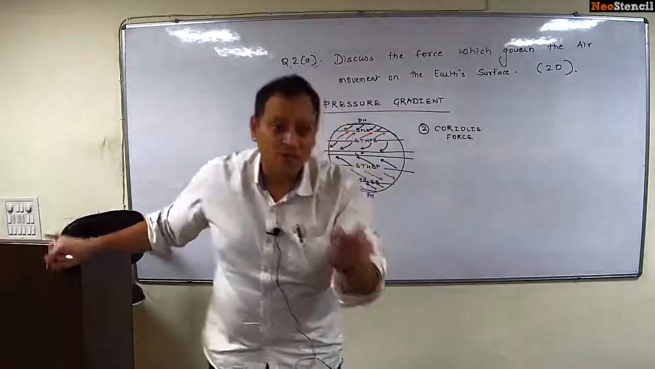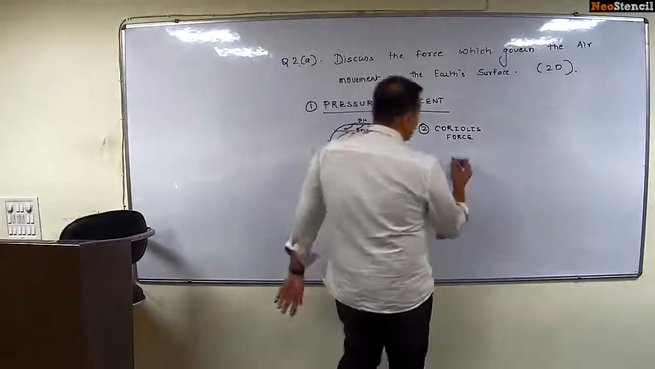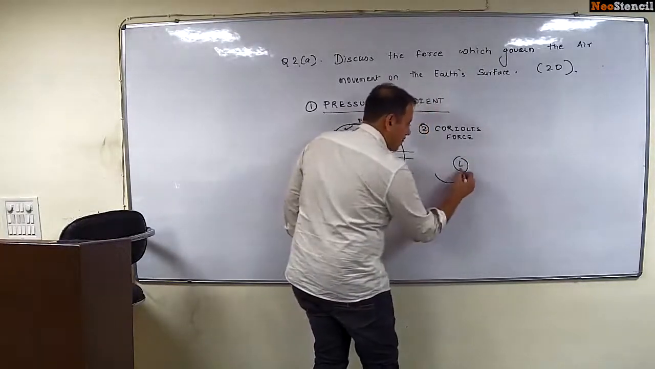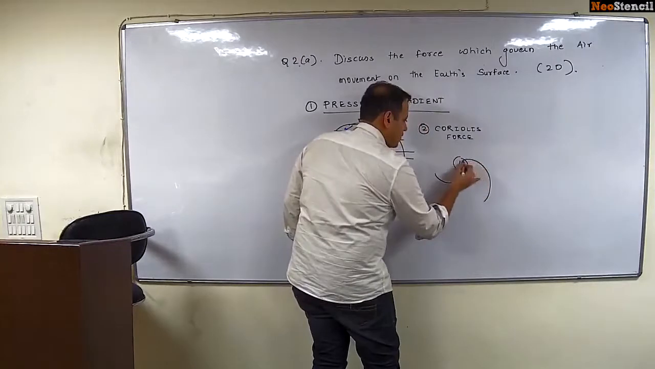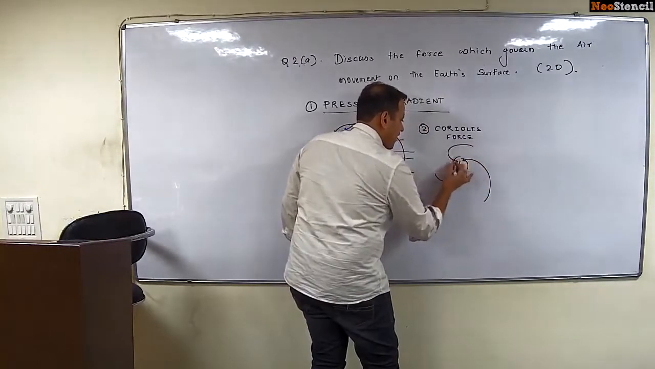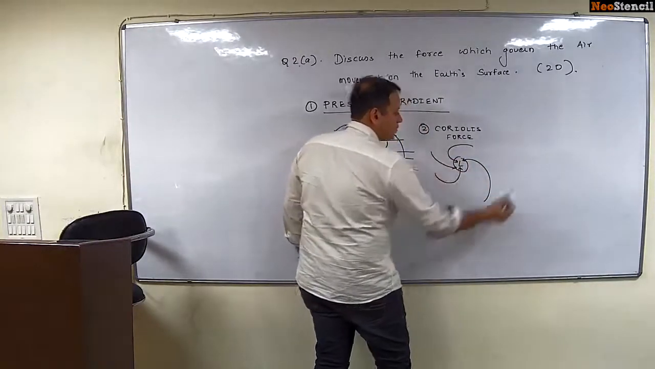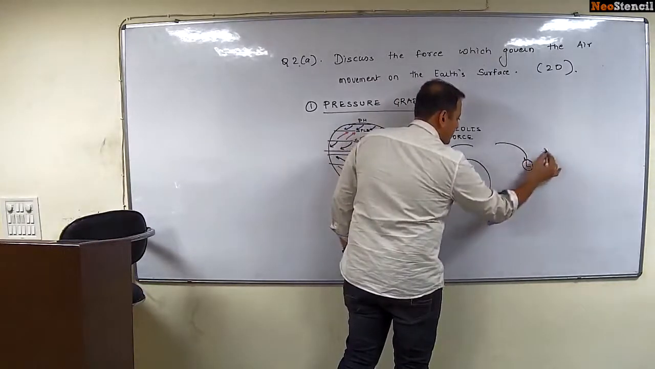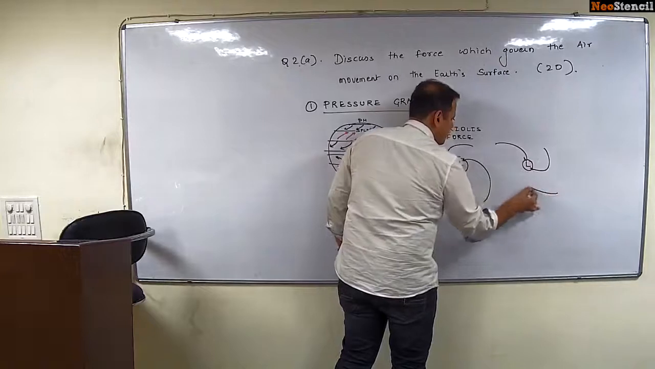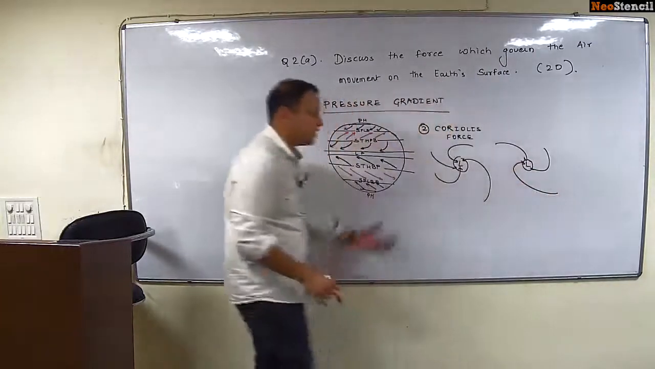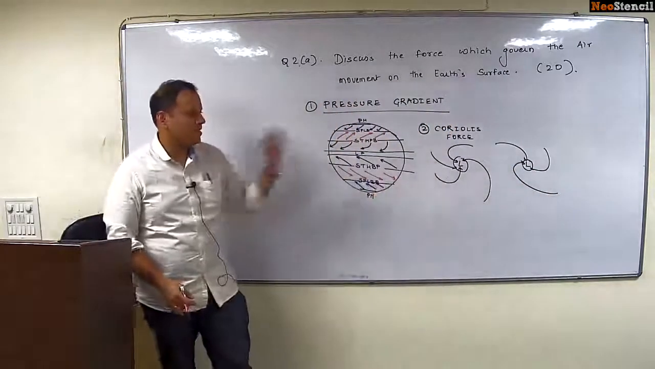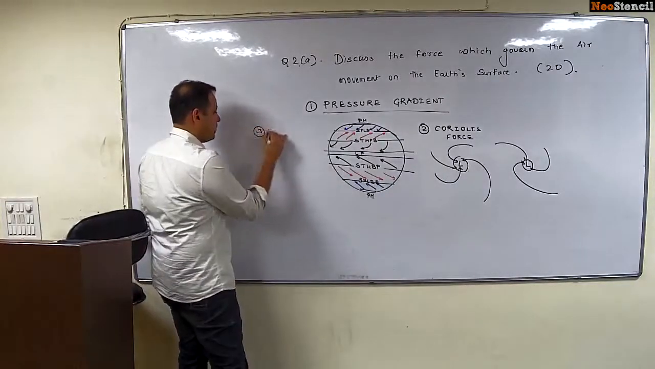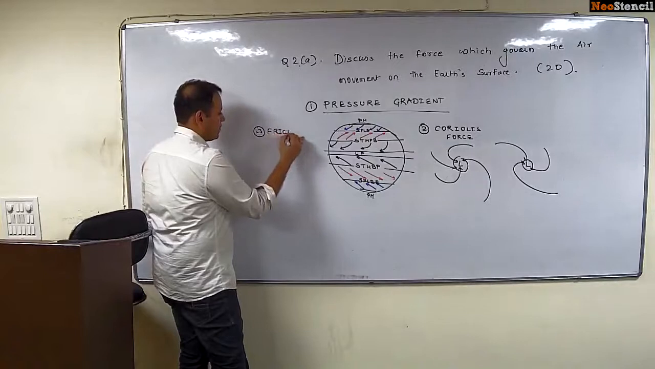You can also mention that because of the Coriolis force, if you want to make a diagram, you can show the diagram of a cyclone. Therefore, the cyclonic circulation is anti-clockwise in the northern hemisphere, and it is clockwise in the southern hemisphere. This is how the cyclonic circulation occurs in the northern and the southern hemisphere. So we get the circulation here. The third force is the frictional force.